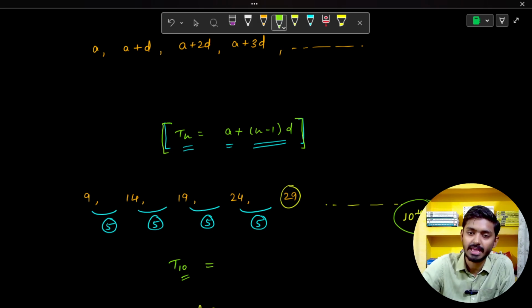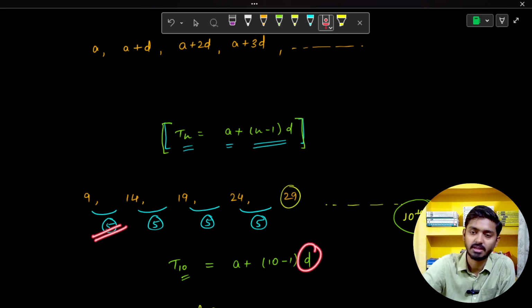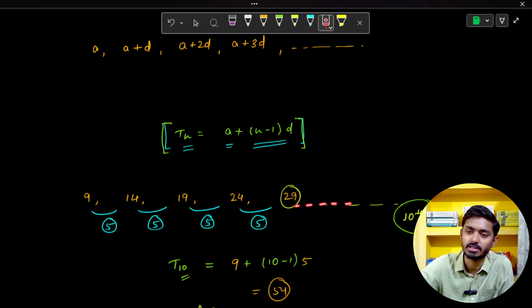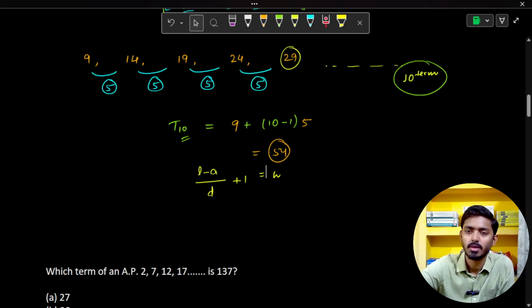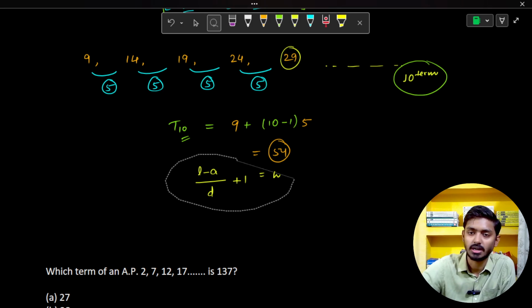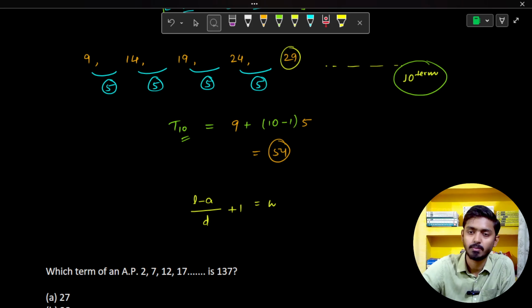T10 equals to A plus n minus 1, again n would be 10, into D, right? We know the value of A over here is 9, which is the first term, and the value of D is 5. Let me put the value of A and D over here, which is 9 and 5. We solve this, we get that would be 45 and 54. Simple as that. Don't need to actually calculate it all the way to 10. Okay, so over here is 29, we add 5 to this, we get 34 and then 39. Don't need to do that manually. We have a formula for that. Simple as that.